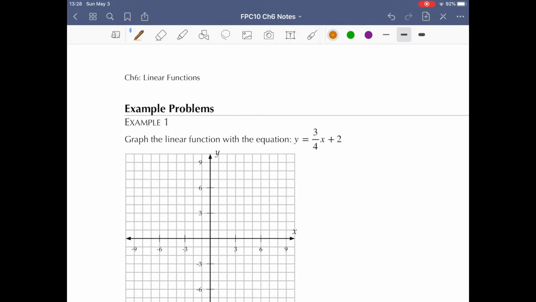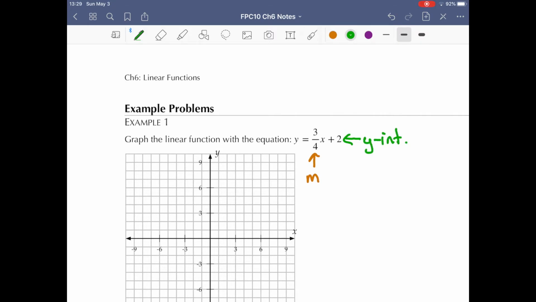Example number 1. Graph the linear function of this equation, y equals 3/4 x plus 2. So what we need to do is identify what our slope is. Our slope is 3/4, a rise of 3 over a run of 4. And our y-intercept is plus 2.